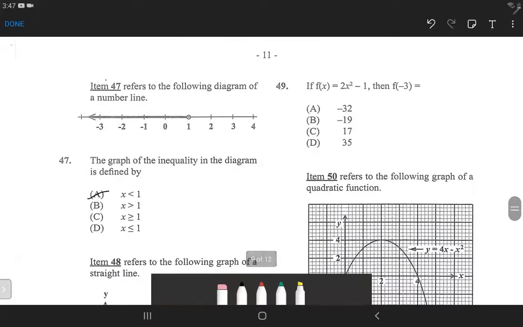If f of x is equal to 2x squared minus 1, f of negative 3, so you have negative 3 squared is 9, 2 by 9 is 18, 18 minus 1, it is 17.